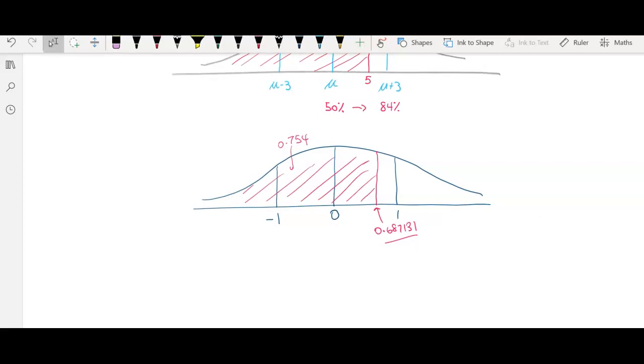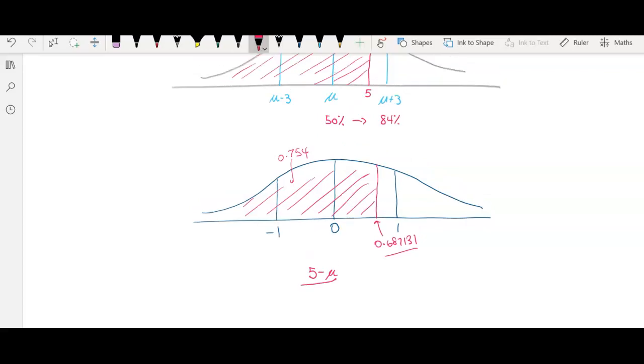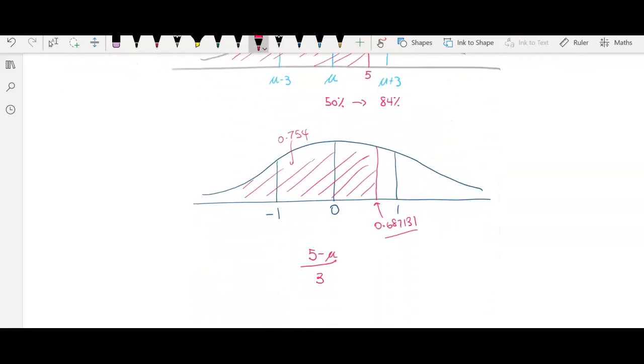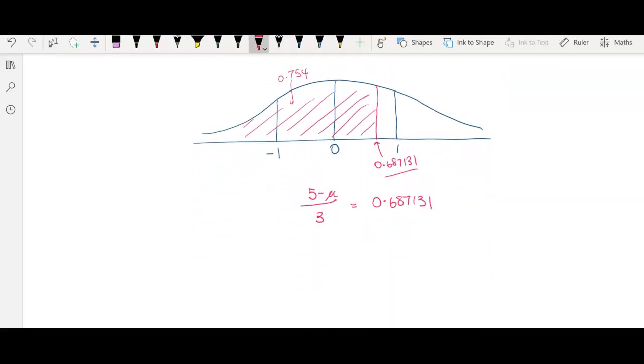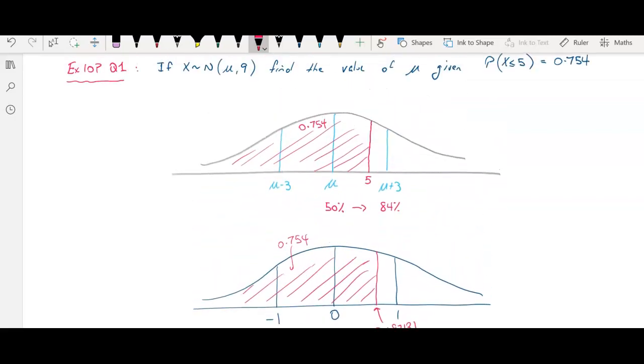So how do I use this now to find out my mu? Well, 5 minus my mu over my standard deviation, which was 3, that's going to have to equal this value here, 0.687131. Because remember, that value is my fraction above the mean, my proportion of my standard deviation above the mean. So 5 minus mu divided by 3 is the same fraction above the mean up here, and these areas are the same. So solving this will get me the value of my mean. And so mu is equal to 2.94.